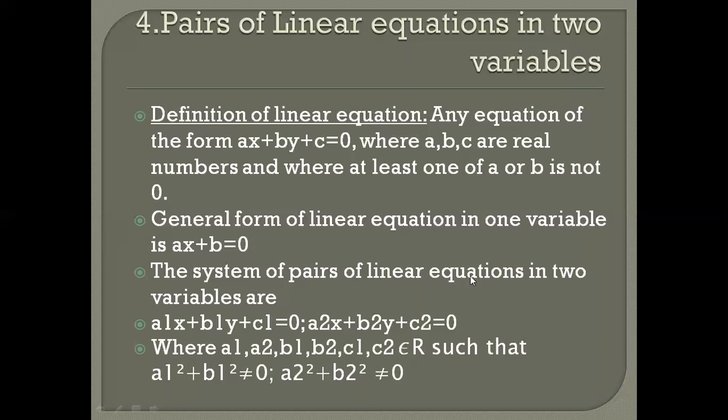The system of pairs of linear equations in two variables: how to write generally the two linear equations, the pair of linear equations. A1x, here 1 is nothing but a suffix, children. A1x you should write with the 1 below the a. A1x plus B1y plus C1 equals 0. A2x plus B2y plus C2 equals 0. Where A1, B1, A2, B2 and C1, C2 belong to R. R means real numbers, such that A1 square plus B1 square is not equal to 0 and A2 square plus B2 square is not equal to 0. So these are the two general forms of the pair of linear equations.